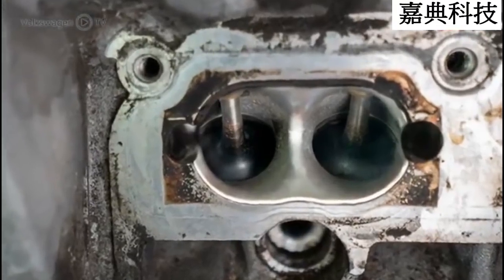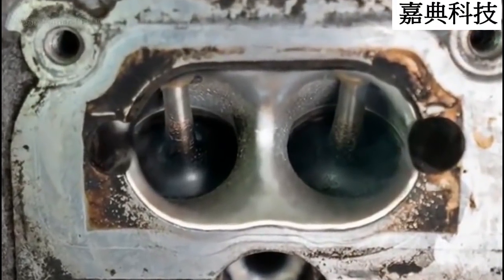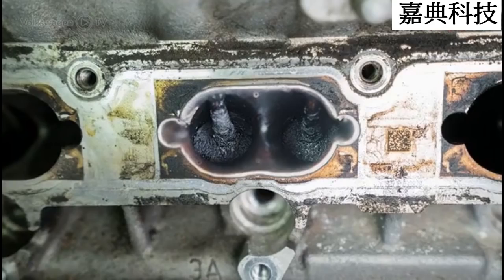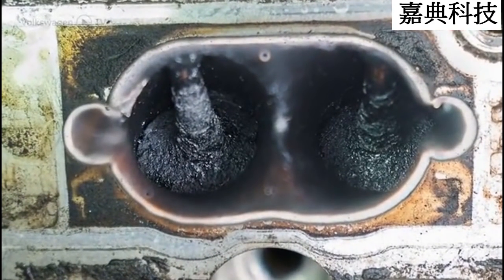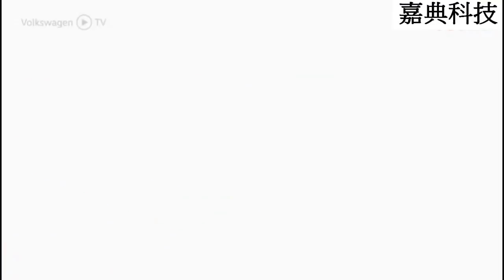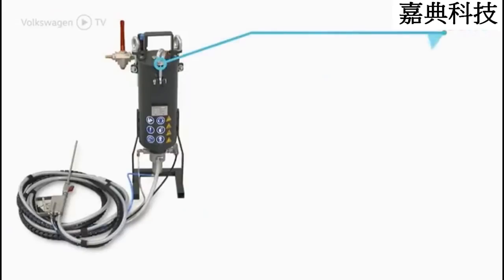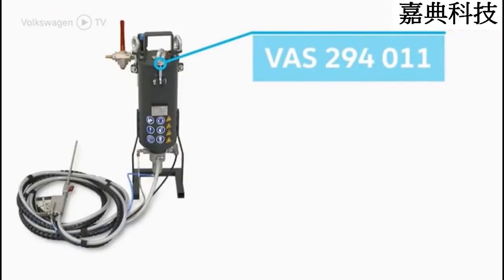In this example, the valves and ducts are fine. This picture shows coked inlet valves. These contaminations can be removed using the VAS 294-011 granulate blasting unit.